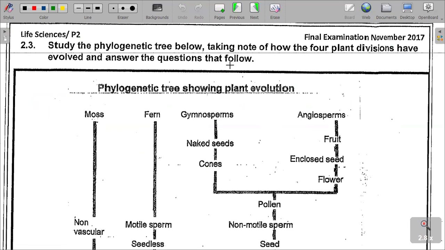Next question, study the phylogenetic tree below, which shows how the 4 plant divisions have evolved, and answer the questions that follow. The phylogenetic tree diagram is just showing evolutionary relationships. It is a diagram that represents the genealogy, the way in which evolution took place, the way in which generations came to be established.